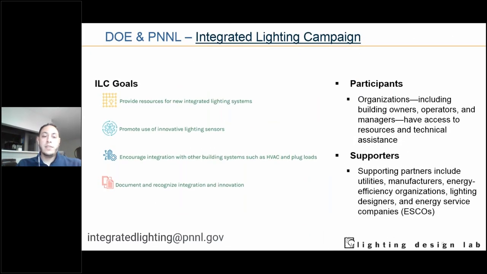Wanted to make you guys aware of a couple of resources and services out there before we close out this beautiful course. One of them is DOE's Integrated Lighting Campaign. It's basically a campaign made up of people that have undertaken projects, or buildings that have undertaken projects, that showcase integrated lighting, and supporters, entities such as Lighting Design Lab that deliver education and awareness of these connected and integrated lighting technologies. Great campaign to check out to see how people have realized their savings or optimized their strategies. So a great resource to plug into.